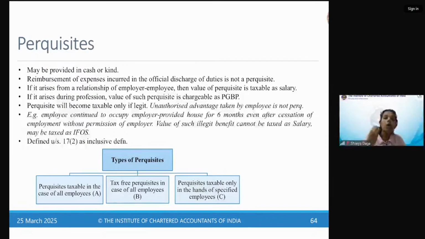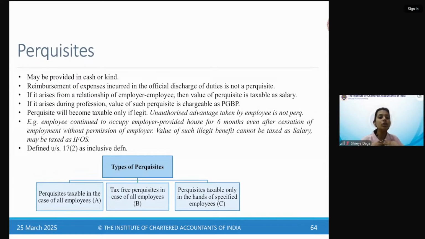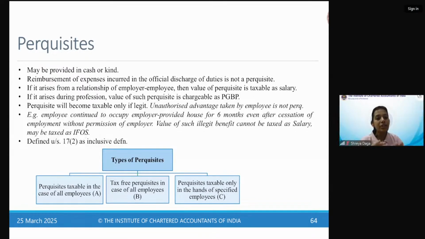ठीक है? Unauthorized or illegit use of any benefit which the employee somehow took. Unauthorized advantage taken by the employee without the employer's consent is not a benefit which actually is a taxable perquisite. Okay, it's not a benefit which is actually a taxable perquisite. So, unauthorized advantage.